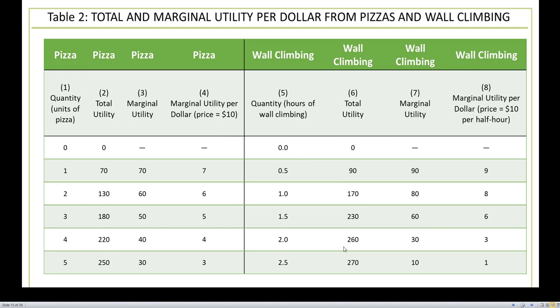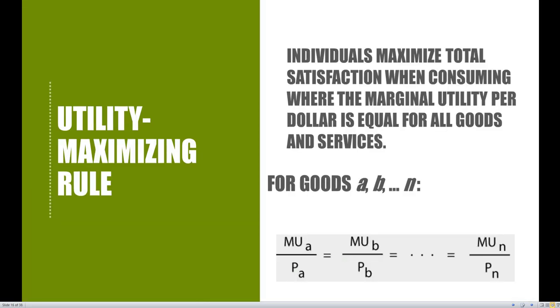The first one you should see comes from column 4 and column number 8. We notice that these 2 values, the 6 and the 6, for the marginal utility per dollar, are exactly equal to one another. So this is our very first condition in order for us to be utility maximizing.